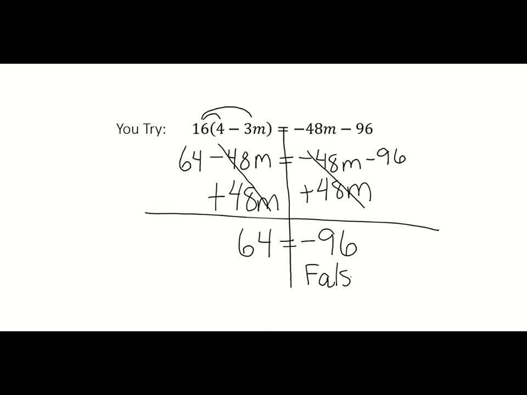And anytime the variables cancel out completely and our numbers are not the same as each other, we have a false statement, then we say our answer is no solution. So our answer to this equation is no solution. That means there is no number that we could plug in for m to get the left side to be the same as the right side.